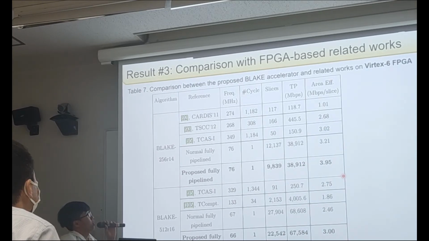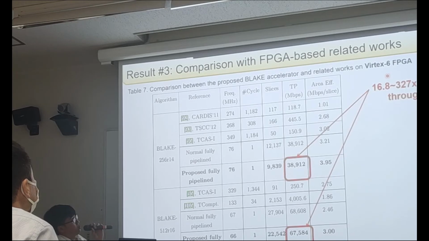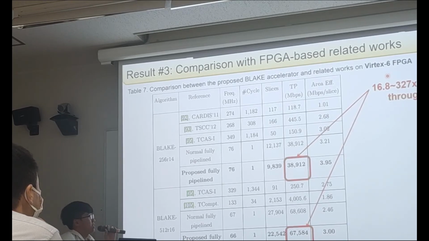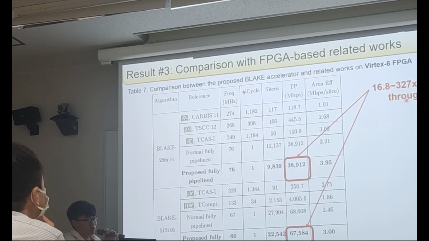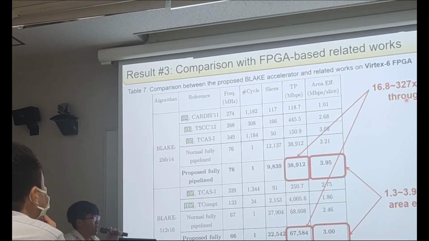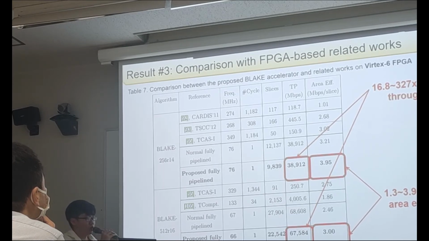And also the next one is the Virtex 6 FPGA. Similar to the Virtex 5, our accelerator is also significantly better in throughput and also significantly better in area efficiency when compared to the previous works.